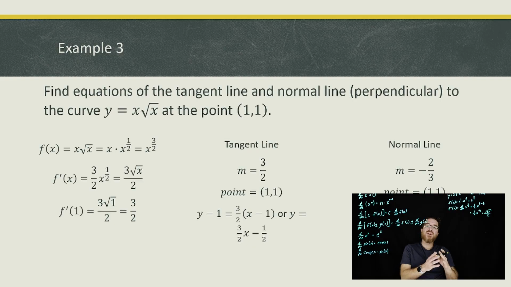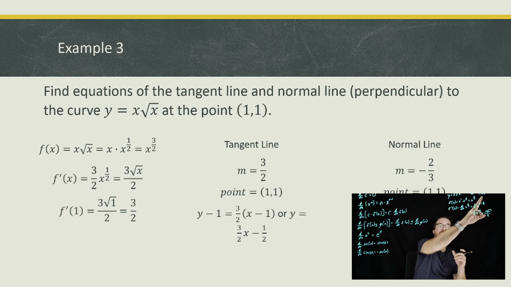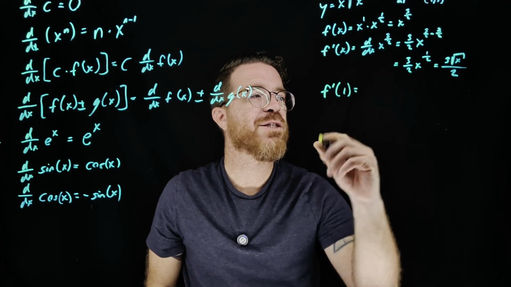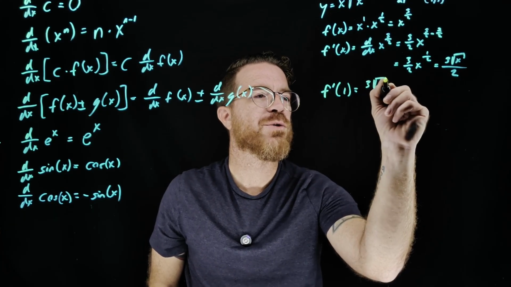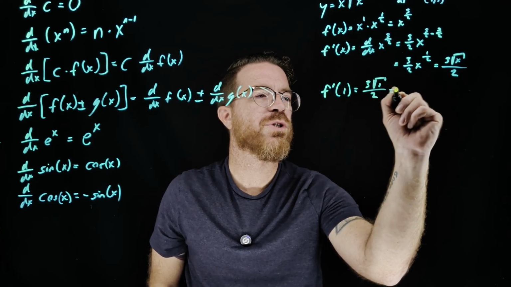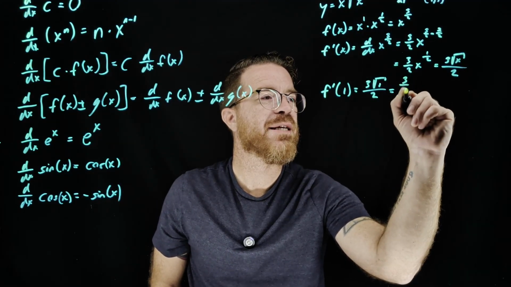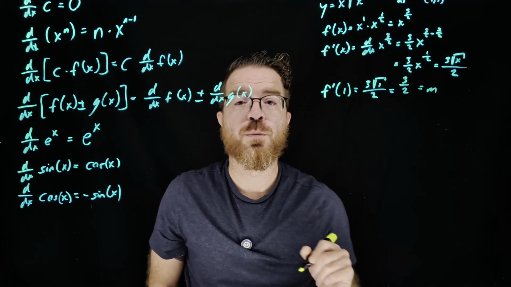Now we want to figure out where our tangent line is. This is our instantaneous rate of change, but we had a specific point, (1, 1). So if I plug in 1 for x, f prime of 1 is going to be 3 times the square root of 1 over 2. The square root of 1 is 1, so we have 3/2. So this is the slope of our line.